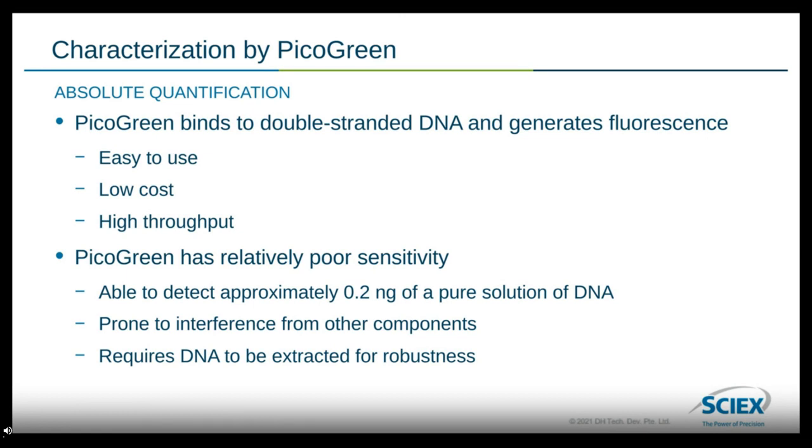But PicoGreen has relatively poor sensitivity and can really only detect about 0.2 nanograms of a pure solution of DNA. Like all methods for residuals, it's also prone to interference from other components, and it doesn't always give reliable results unless you've very well extracted it.